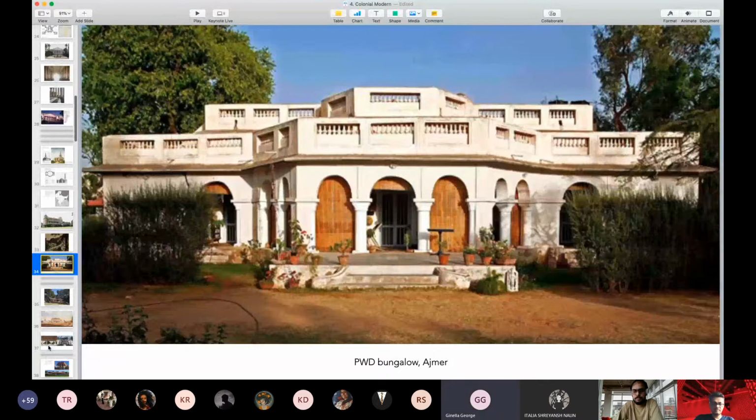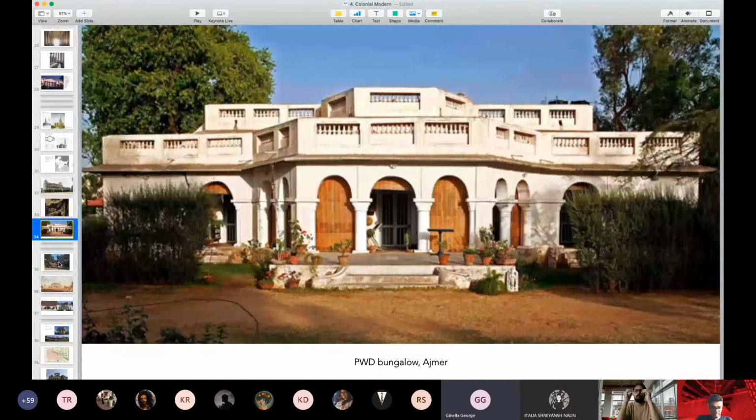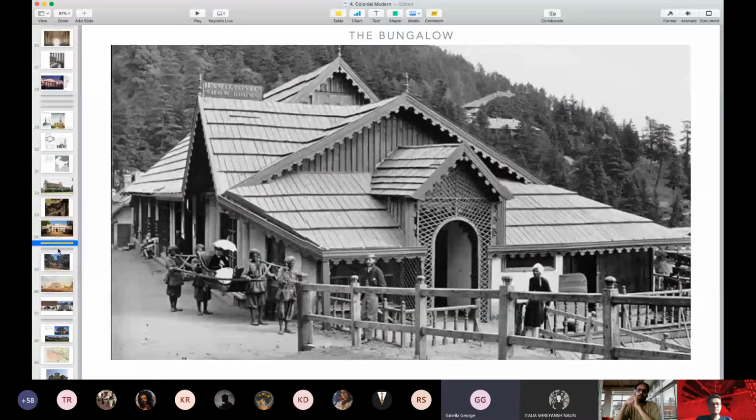So the bungalow becomes a typology that the British directly bring into India. It's a new typology, because as much as they are looking at this country for resource, they're also missing home. And in that sense, they are looking at creating some kind of familiar site, some kind of familiar spaces. And the bungalow typology, with the house situated in a large garden, is something that they bring in.